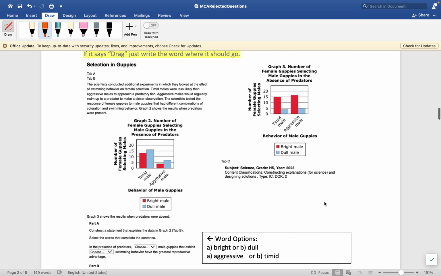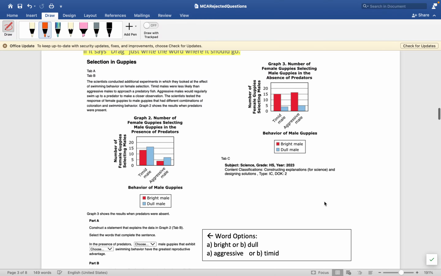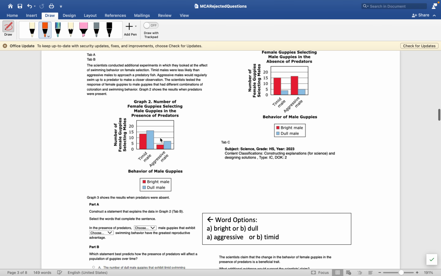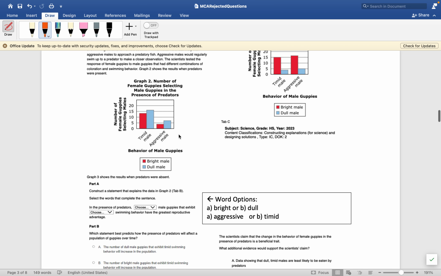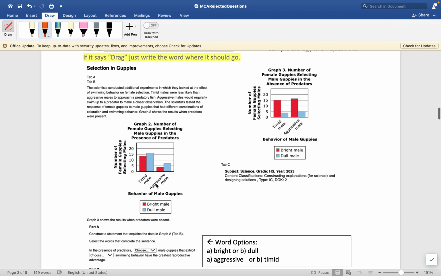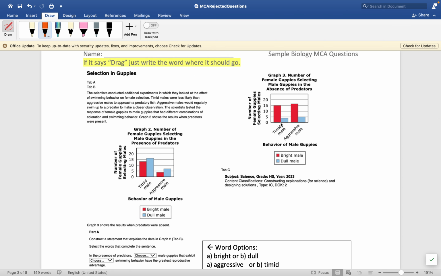All right, moving on. Next page. This is a new tab now. Scientists conducted additional experiments in which they looked at the effect of swimming behavior on female selection. Timid males are less likely than aggressive males to approach a predatory fish. Aggressive males would regularly swim up to a predator to make a closer observation. Scientists tested the response of female guppies to male guppies that had different combinations of coloration and swimming behavior. Graph 2 shows the results when predators were present. So here we have the number of female guppies that selected males, timid males, this would be bright and dull, and then our aggressive males. Graph 3 shows the results when predators are absent.